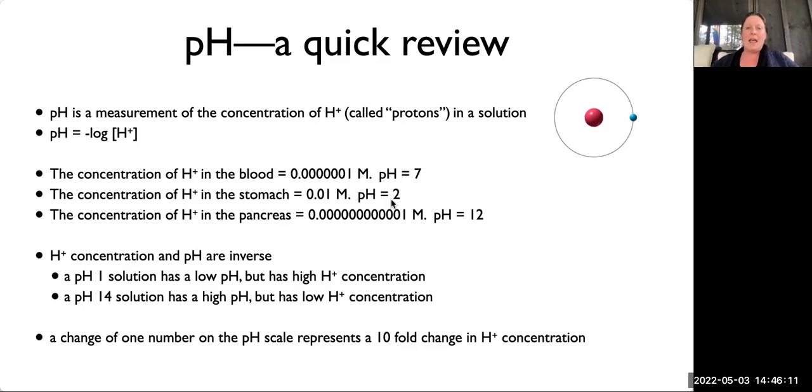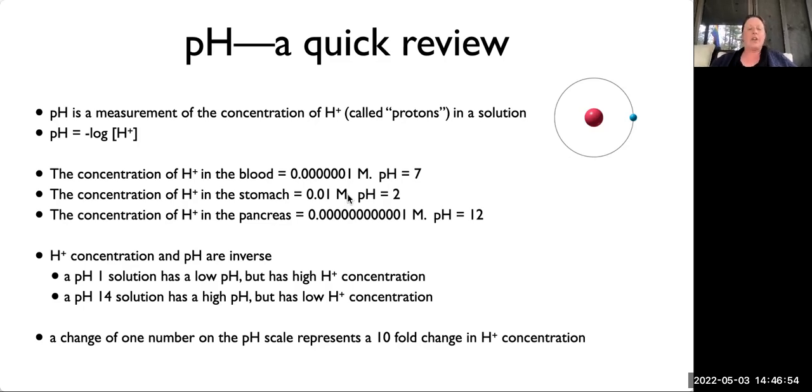So they're opposite. The other thing that the logarithm does is it means that any change of one number or one digit on the pH scale represents a 10-fold change in proton concentration, because each time the number changes, it means that we're moving the decimal one more place, which is a 10-fold change. So it may not seem like a lot for the pH of a substance to go from 7 to 8, but what that actually means is that the concentration of protons has increased 10-fold. Decreased. See, I just did it.